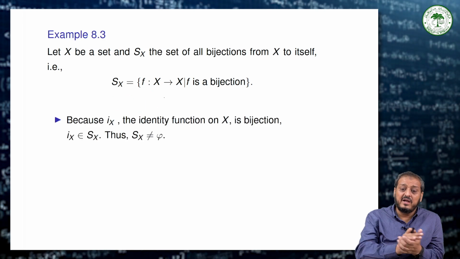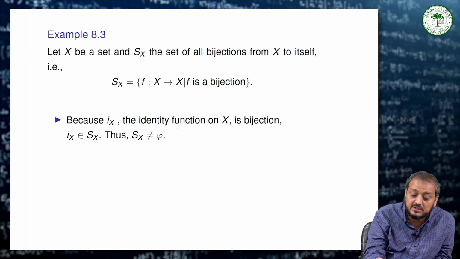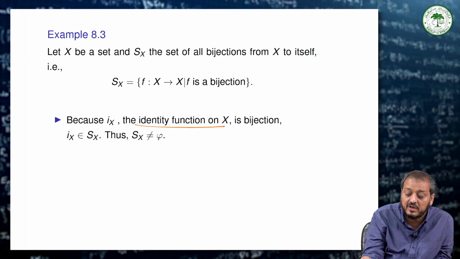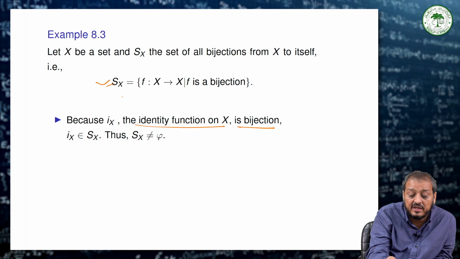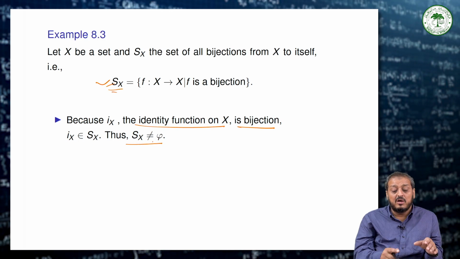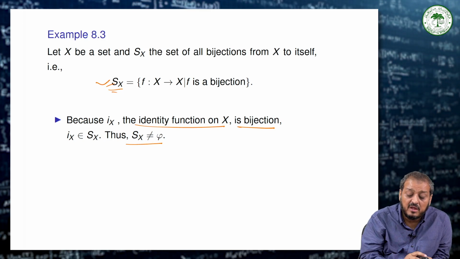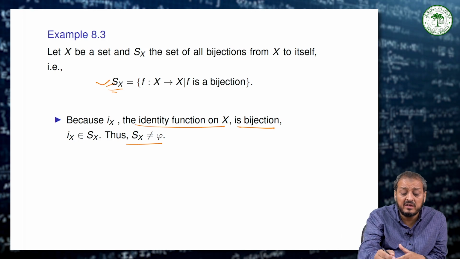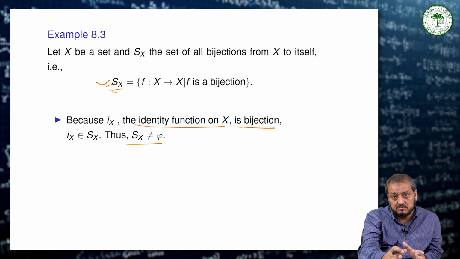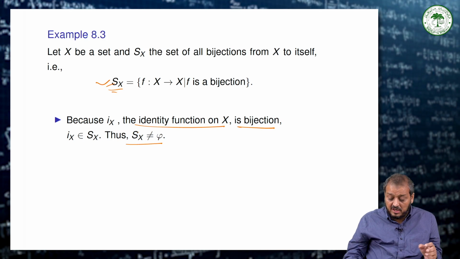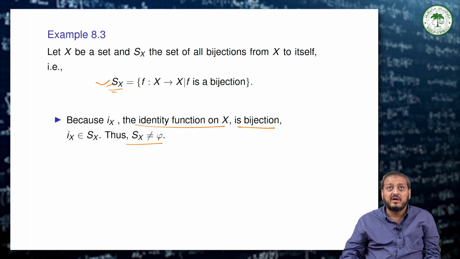So let I_X be the identity function of X. We are assuming that the identity function of X is always bijective. So I_X is an element of S, and clearly S is non-empty. If the identity function is there, it works as the identity of this set.